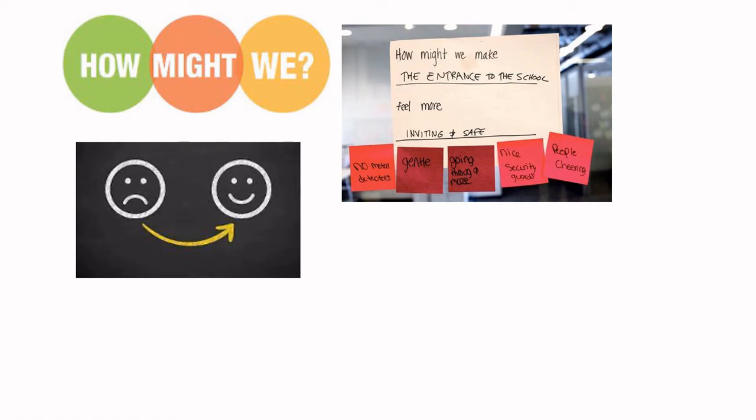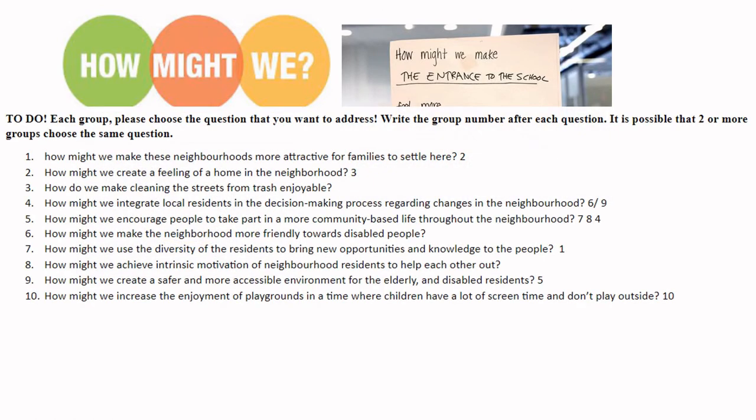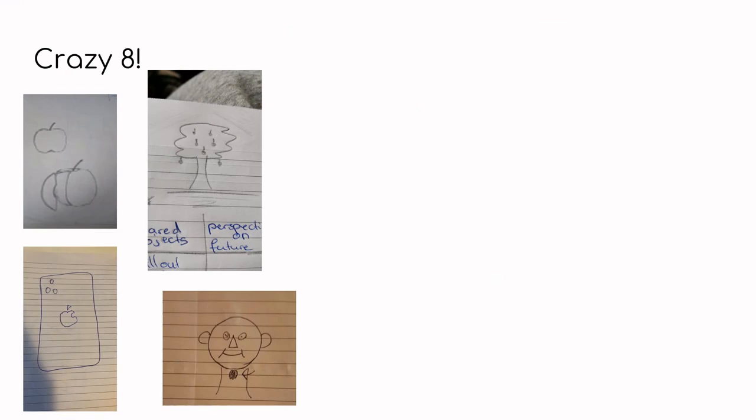to a final 5 How Might We questions per group. Through a voting process with the class, we ended up with 10 How Might We questions that groups could choose from. To come up with creative ideas to solve these questions, students were introduced to the Crazy 8 method. The Crazy 8 method is a method to display the same object in 8 different ways.